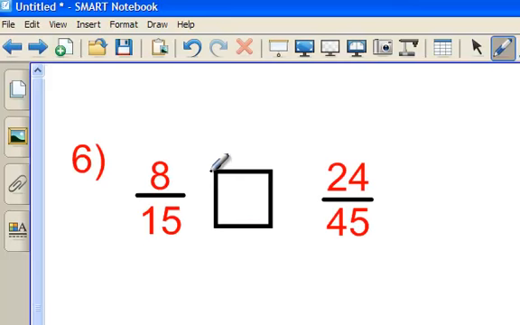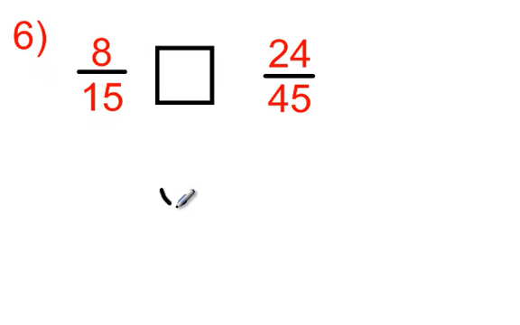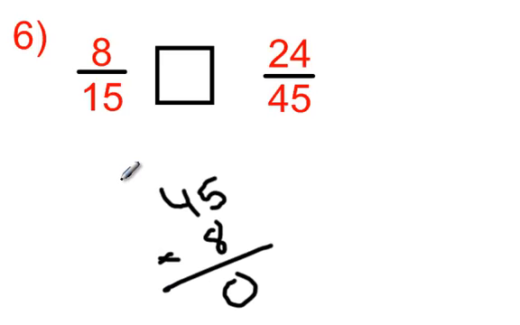Number 6. Remember these, we got to cross multiply. So I'm going to multiply 45 times 8, and I don't know what that is. So just do it out. 45 times 8. 5 times 8 is 40. Carry the 4. 4 times 8 is 32. Plus 4 is 36. So we get 360.